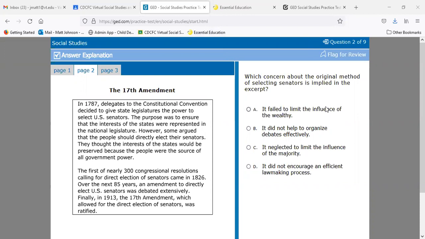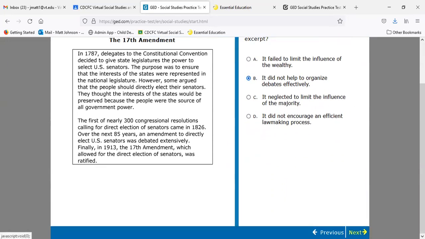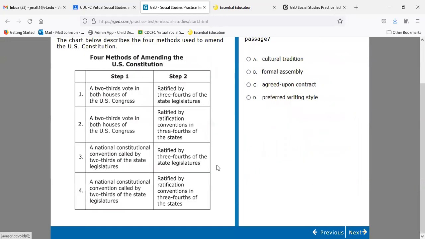I think it's B. B. Okay, I'm just going to go ahead and flag all of these to see what happens, and it'll give us a chance to look at them. So we'll go with B. It did not help to organize debates effectively. Okay, let's see. Going on to the next question here.